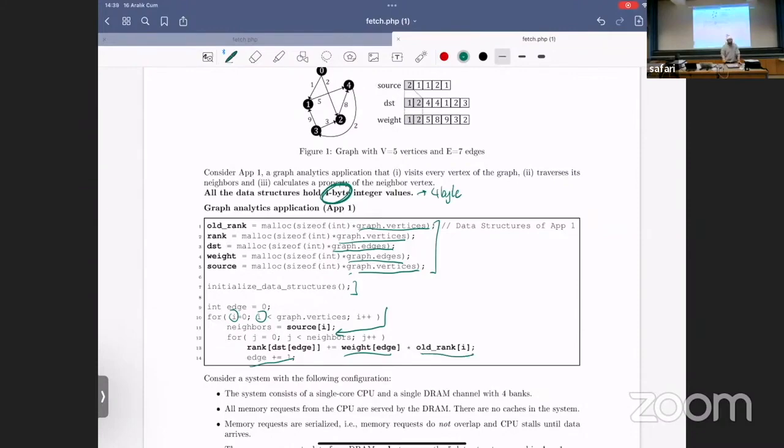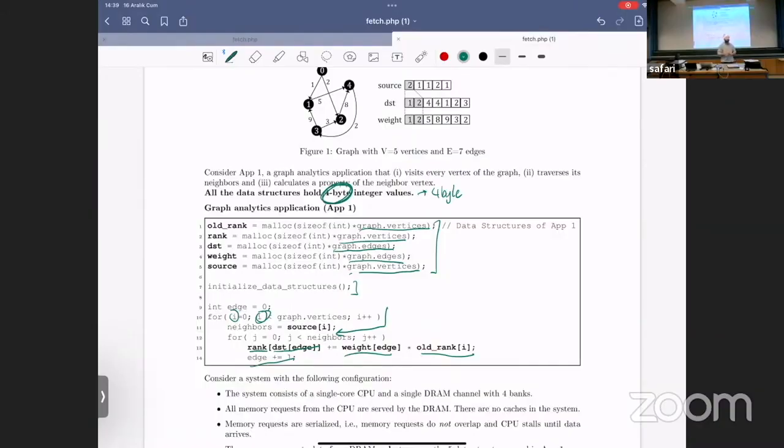The next one is the old rank, which we access for every vertex. It depends on the I. The next one that we need to read is the destination at the edge. And then the next one is the rank using the result of the destination at the edge, right? So as you can see, how many instructions do we have? Source, weight, old rank, destination, and rank.